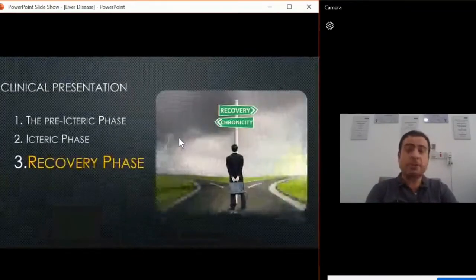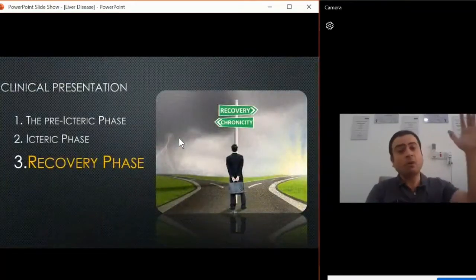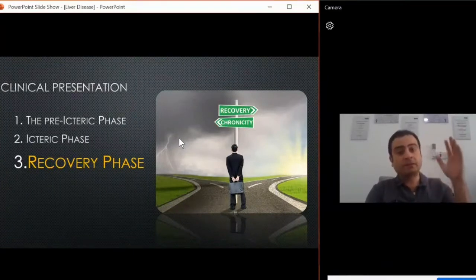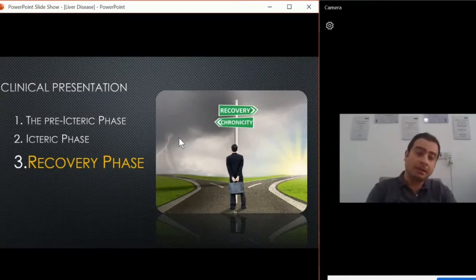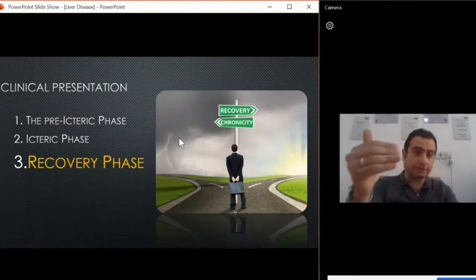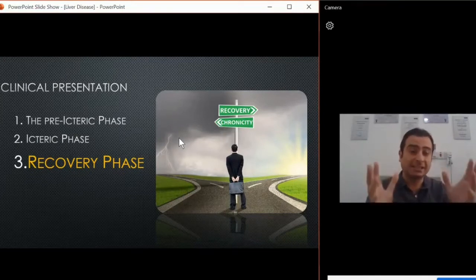phase. In the recovery phase, all the non-specific symptoms of abdominal pain, fever, and jaundice become reduced, but the hepatomegaly and the abnormal liver function tests might take a longer period to recover. This phase might continue for about 4 months, or about 16 weeks. Okay. However, not all patients go down the road to recovery.